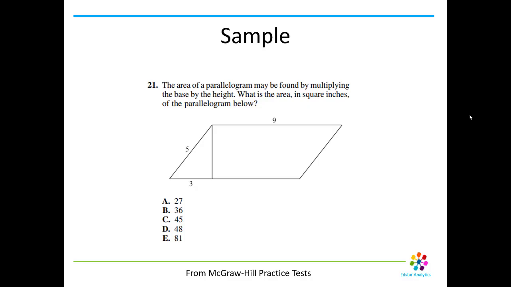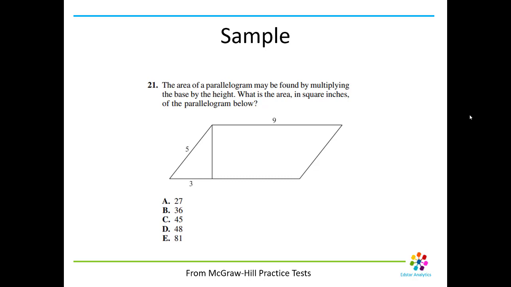Pause the video and try to work this one. Need a hint? This is the base. And the missing side of this right triangle is the height. If you remember the Pythagorean triple 3, 4, 5, you know that missing side is 4. If not, you can solve for it.